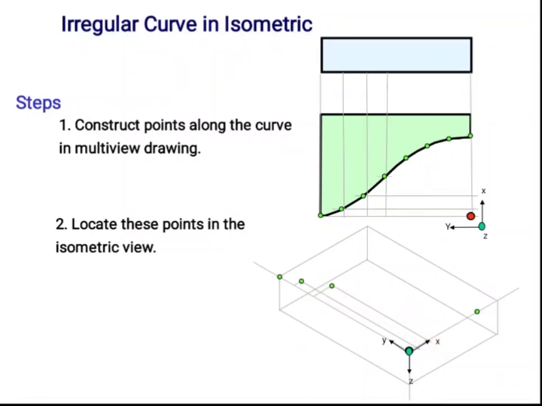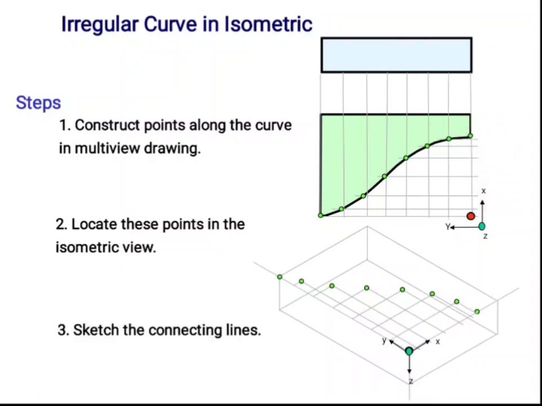the third point is located like this. Then the fourth point is located. Then the fifth point is located by the corresponding x coordinate and y coordinate. Similarly, each point is located in the isometric view by taking the corresponding y coordinate and x coordinate. Now, I can join all these points together to get the curve on the top surface.